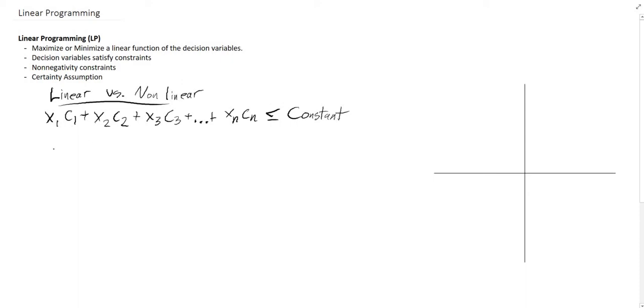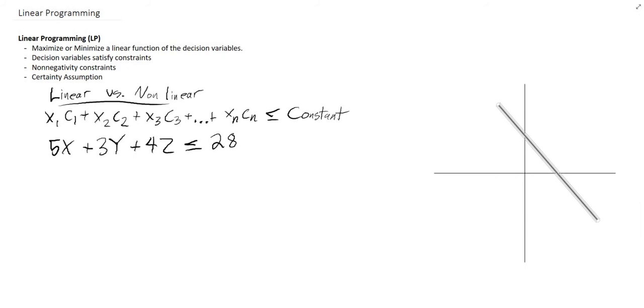Now for an example of this we could have 5x plus 3y plus 4z must be less than or equal to 28. Now in any instance, a linear function is going to graph sort of like this straight line, where any value, let's say if we're looking for less than, would be shaded in this area. So that would be your inequality graph.